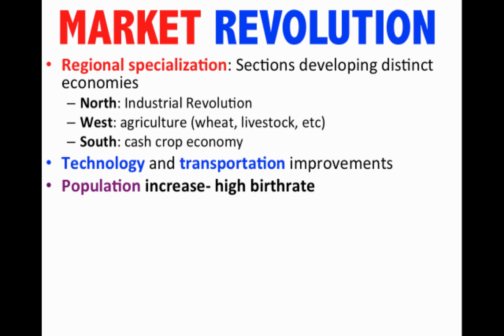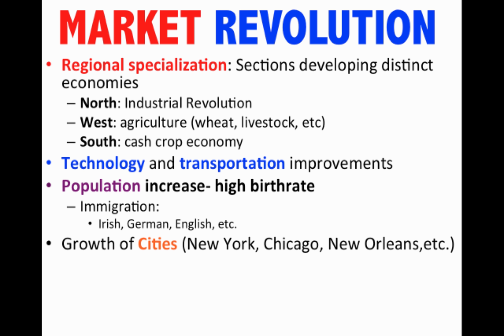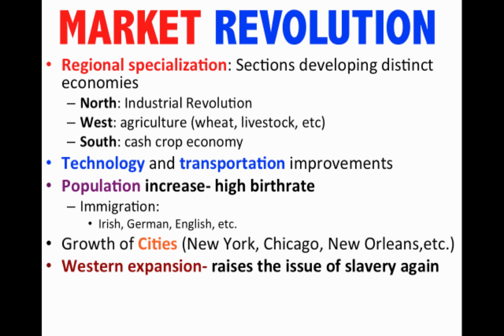You're going to have a huge population increase. The population of the United States is going to dramatically increase. There's going to be a very high birth rate, but also the role of immigration, particularly from Ireland, Germany, and also England and other countries. So immigration is going to allow this American population to increase. You're going to see the growth of cities like New York and Chicago and New Orleans dramatically increase their population, and with this also comes Western expansion. And Western expansion is going to bring issues into the nation, especially political issues such as slavery.